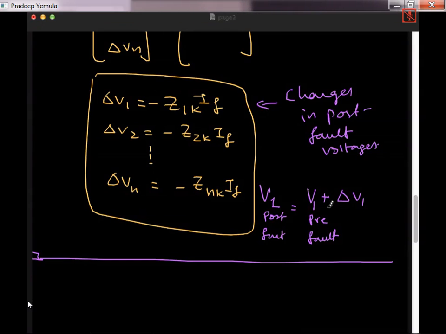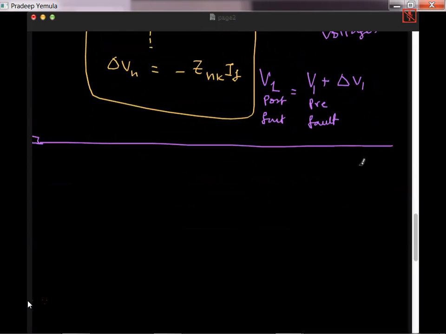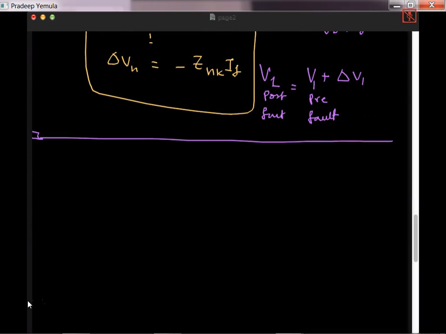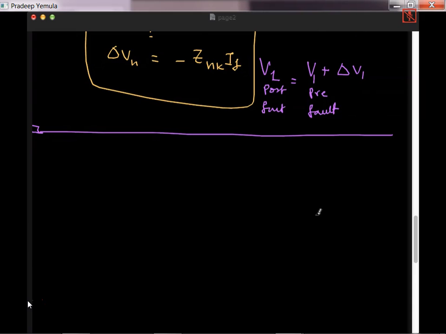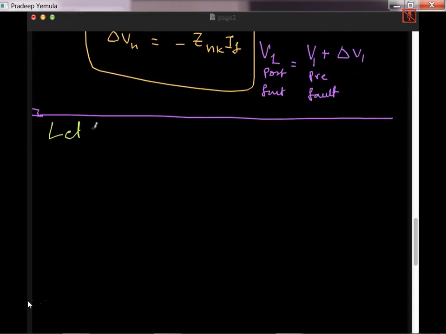We have to just look at the sign, because if there is a minus here and then IF itself is minus, then we'll have to adjust that properly. We know that the post-fault voltage will be less than the pre-fault voltage by magnitude. That's enough for us to judge the sign. Anyway, let's do a problem on this.